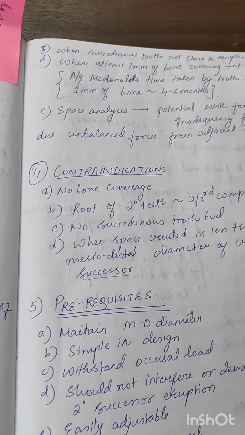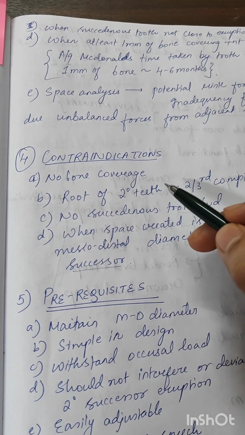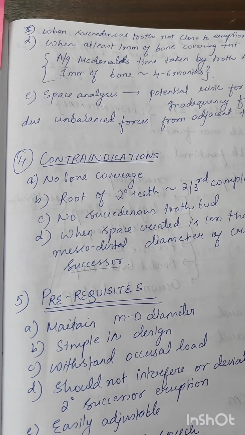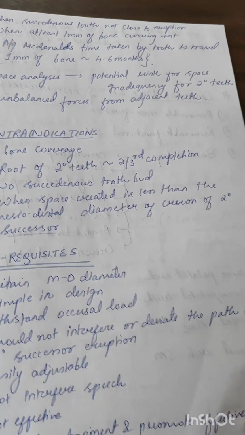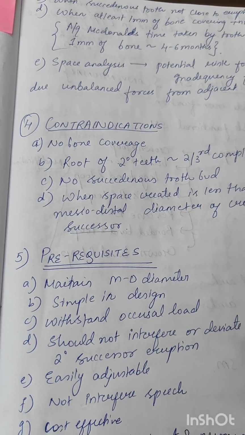Now what are the contraindications? If there is no bone coverage, if the root of the permanent tooth is near completion, if there is no succedaneous tooth bud, or when the space created is less than the mesiodistal diameter of the crown of the permanent successor. Now what are the requirements for space maintainers?